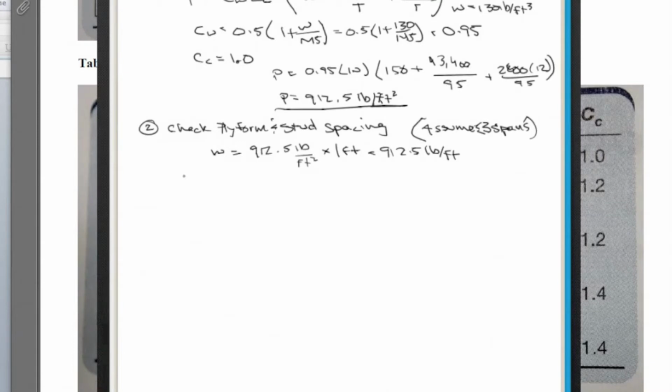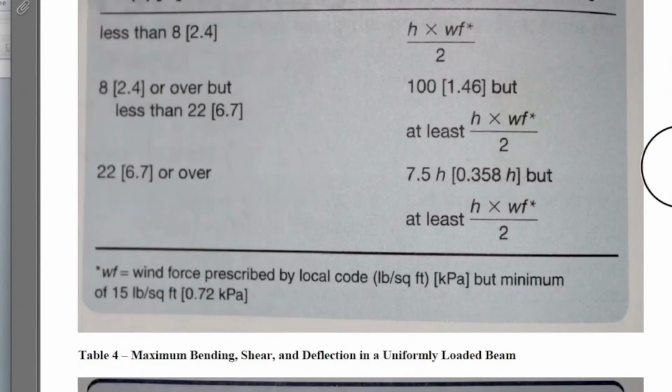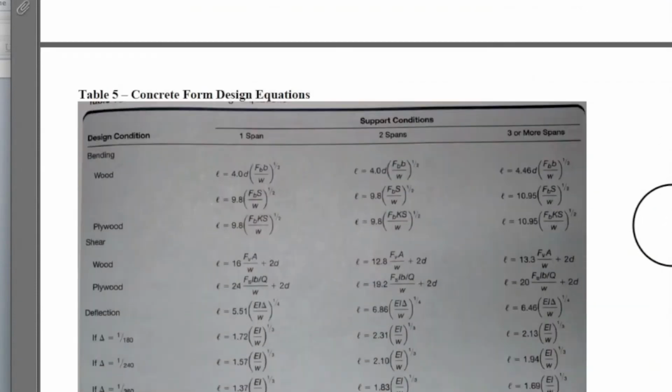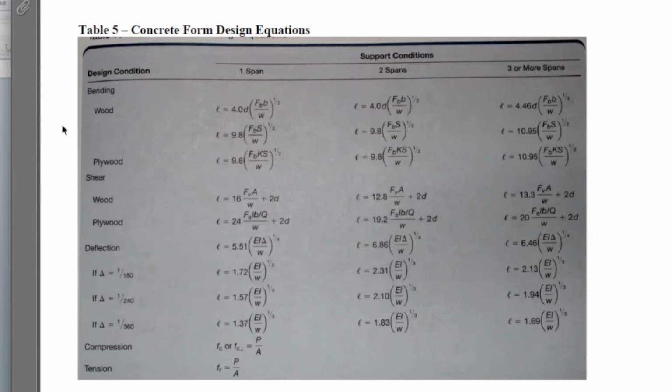Alright, so what we're going to do is look at the spacings that we get from different mechanisms of failure. The first one we're going to look at is the bending of the plyform. So here we're looking at this table. Okay, so 3 or more spans. We're looking at plywood for bending. Here's our equation right here, 10.95.